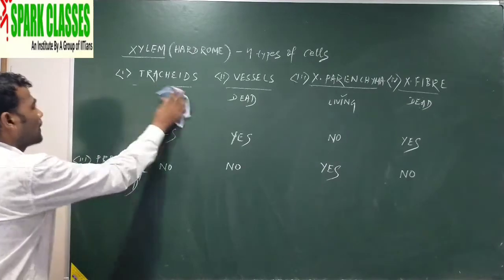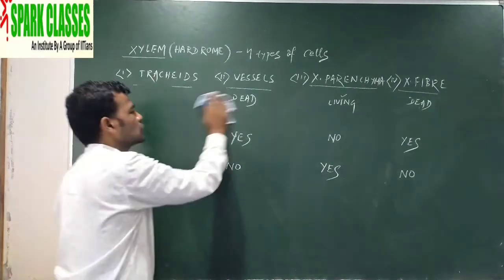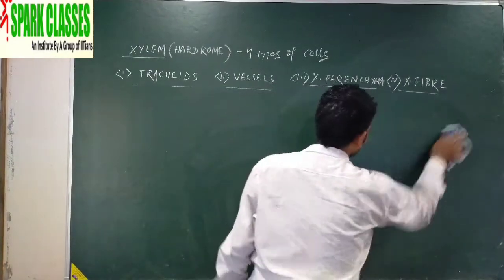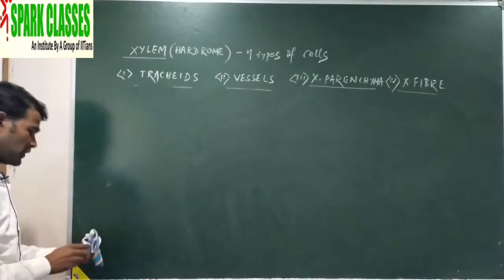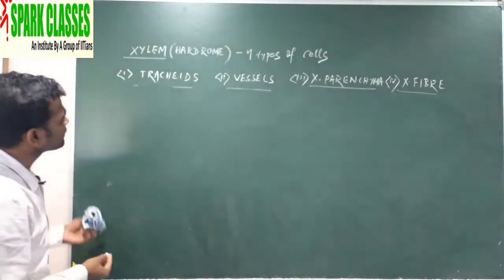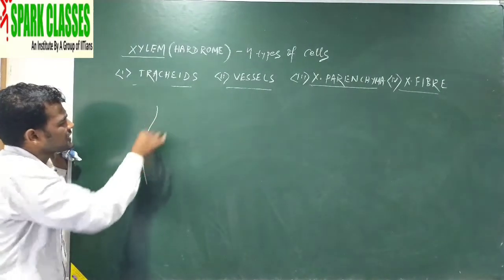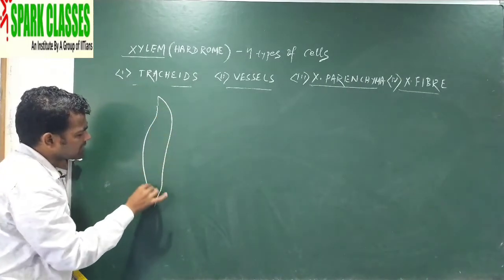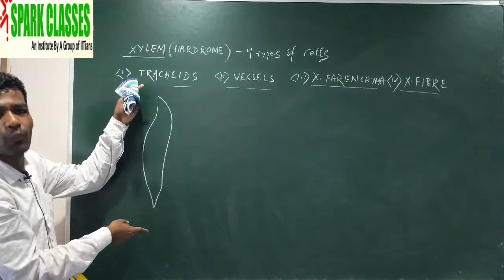Now after this we will discuss the shape, because sometime the question will come from the shape of the cells found in the xylem and phloem. So now come to the shape of the cells. First come to the tracheids. Generally if you look at the tracheids cell, these tracheids are generally elongated with tapering ends. Elongated means long. You can see their length is more.